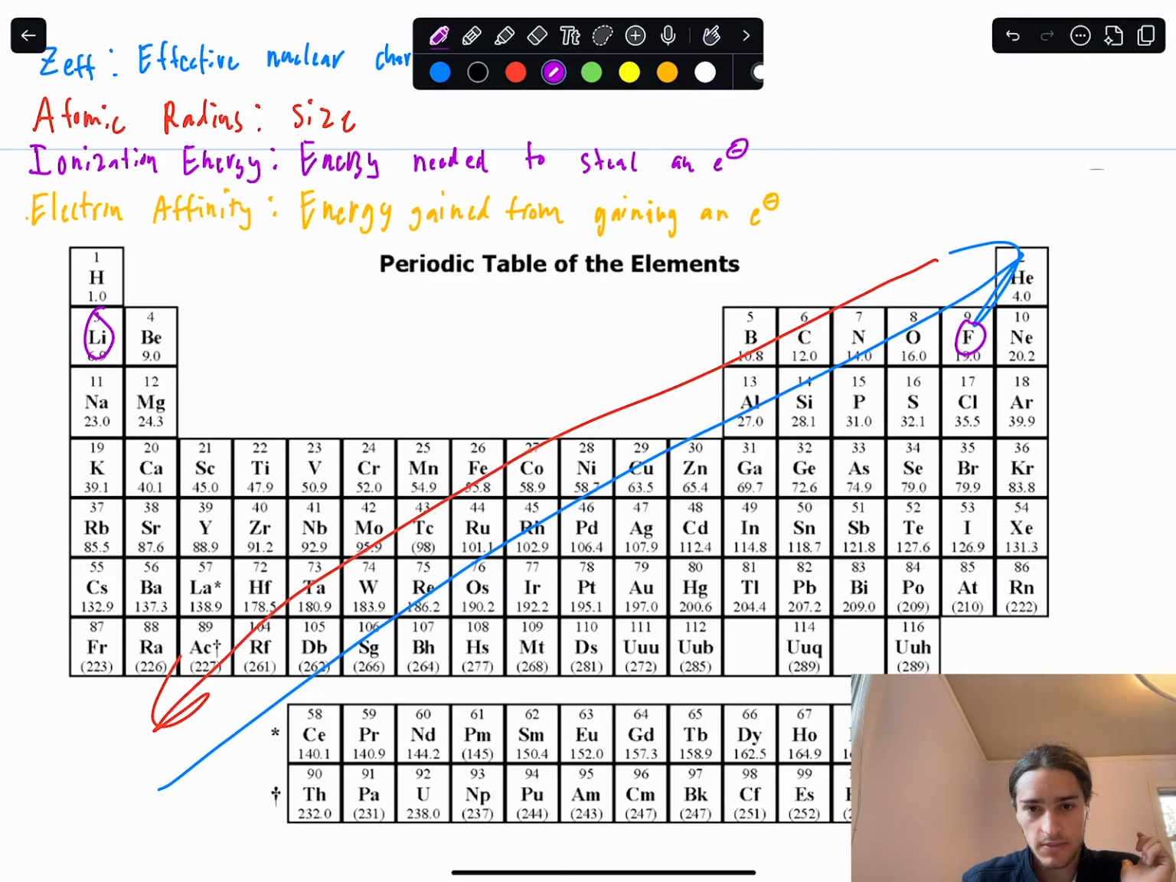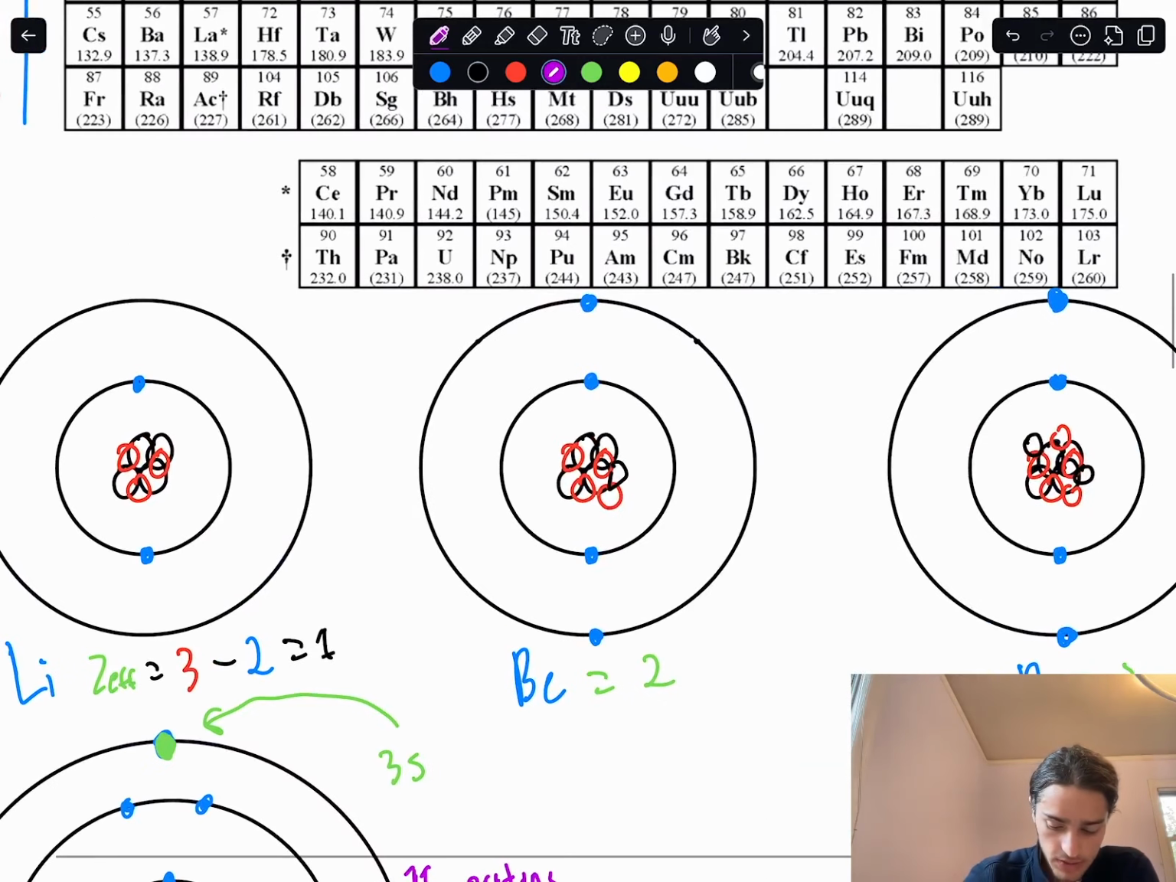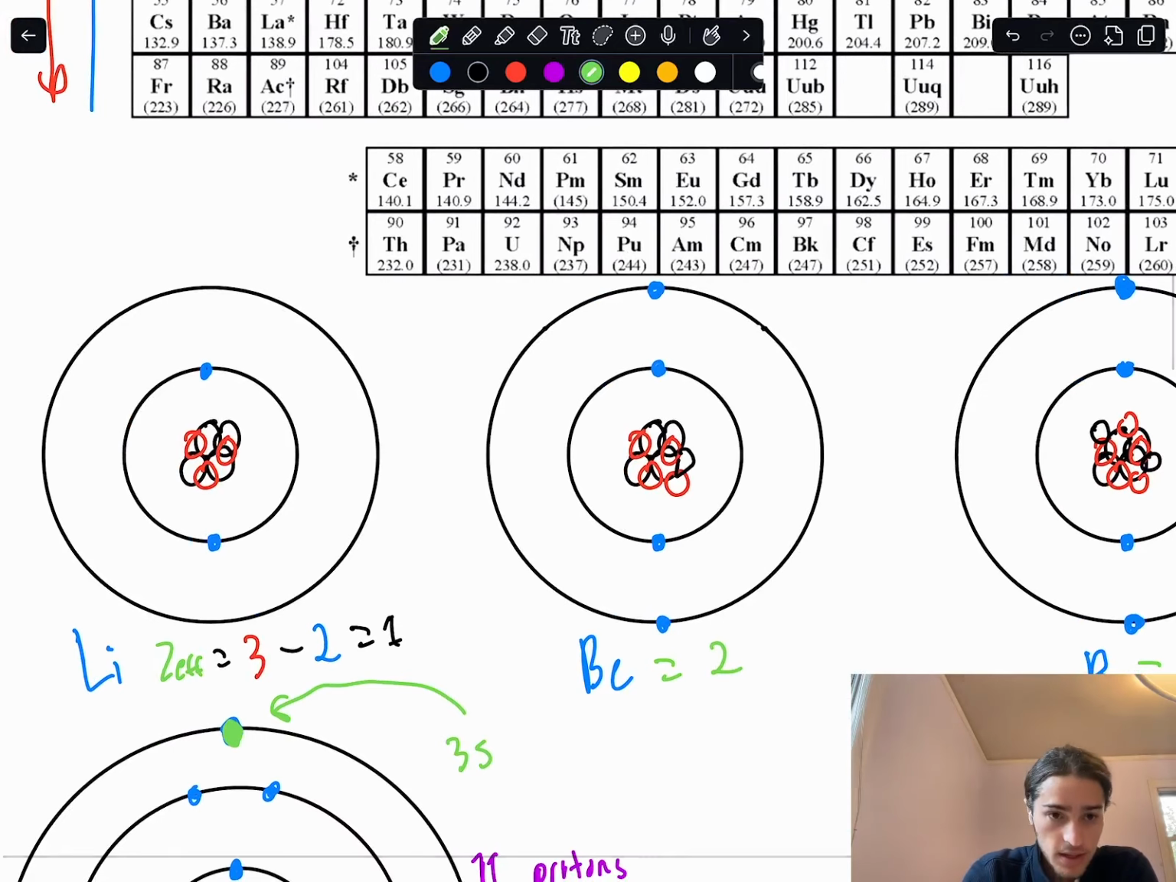So let's compare lithium and fluorine. If we scroll back up to lithium, lithium has our valence electron, and if we're doing ionization energy, that means we're going to be taking it away. We're going to steal it. So if we take it away and steal it, what does that mean for the lithium? Let's think about it from its perspective. Is it happier or sad to lose it?